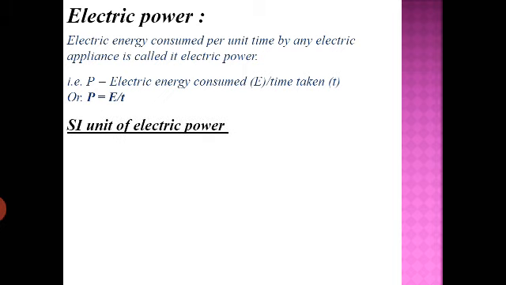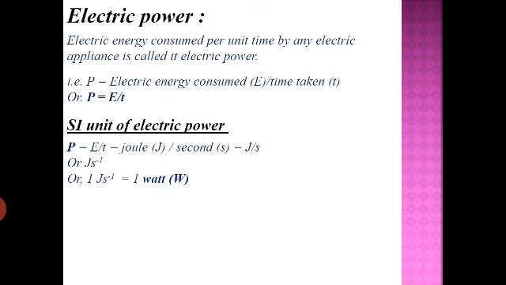and based on this formula we can find out the SI unit of electric power. The SI unit of energy is joule, time is second. Once we divide, what will we get? Joule per second, and 1 joule per second is 1 watt. So capital W, or watt, is the SI unit of electric power.